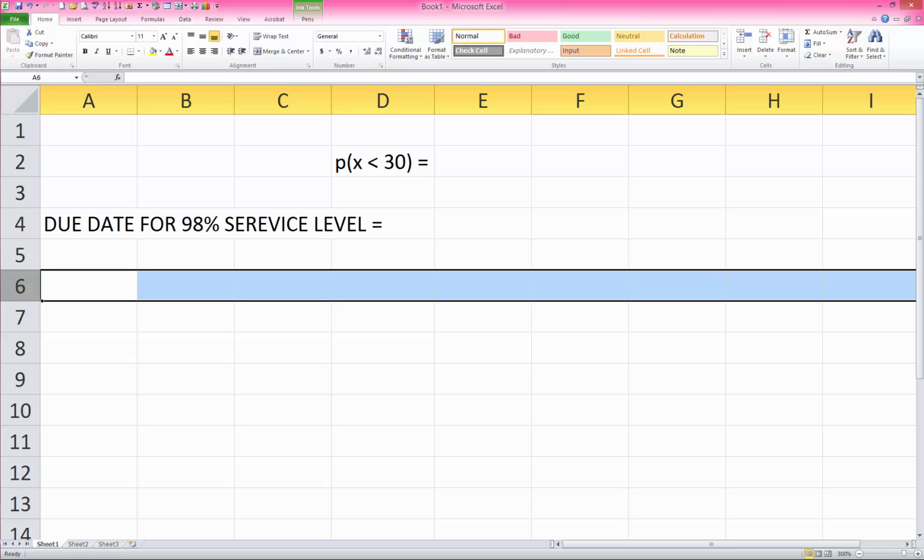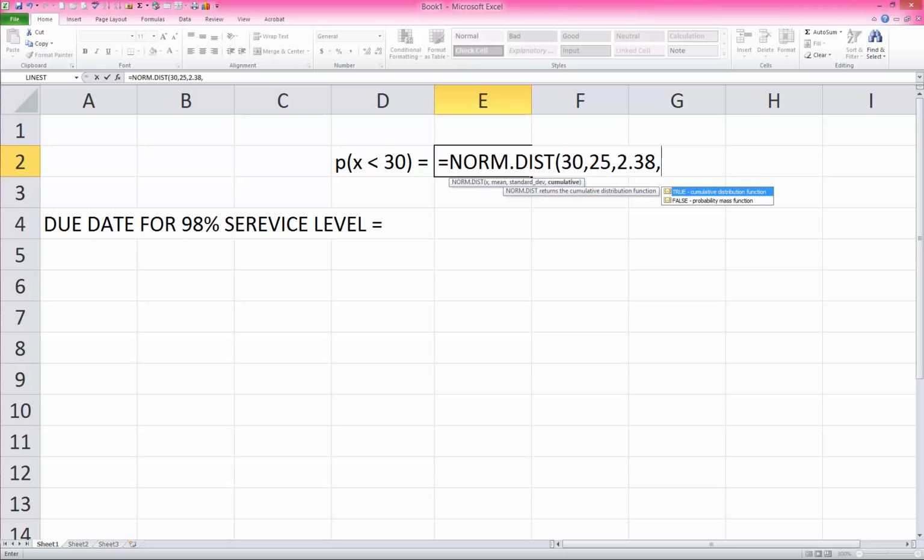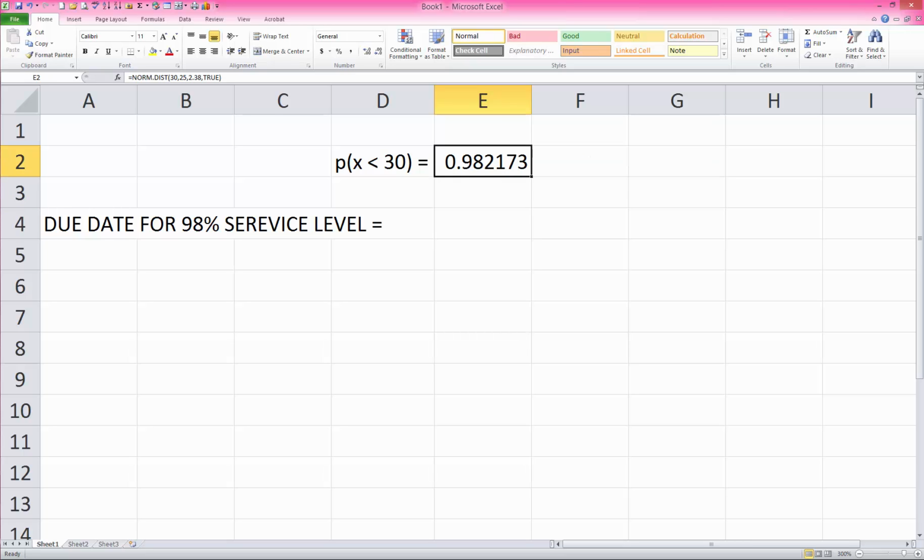distribution. So the probability that x is less than or equal to 30, using the NORM.DIST function. It asks us what is the x value. In our example, it's 30. What is the mean? 25. What is the standard deviation? It's 2.38. And do I want cumulative probability? I can put either 1 or true. And if I don't want cumulative, then it would be 0 or false. So we get the same answer, of course.